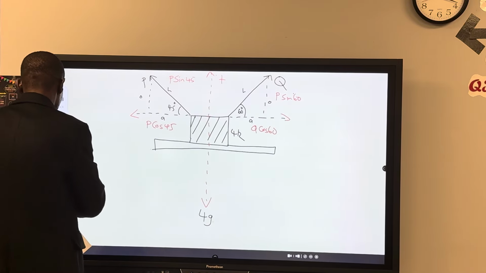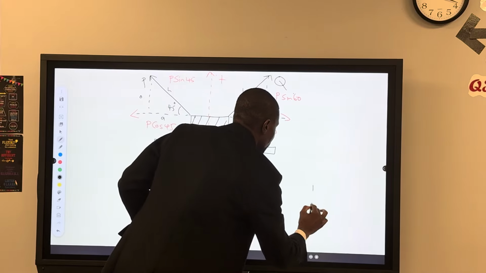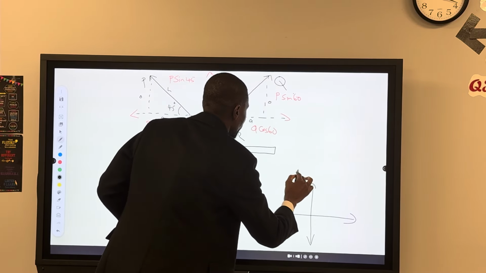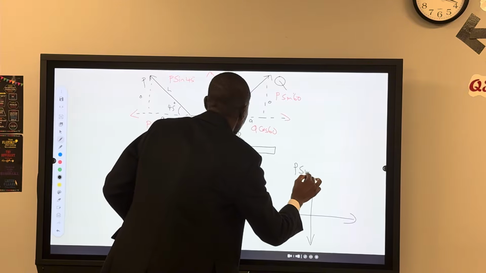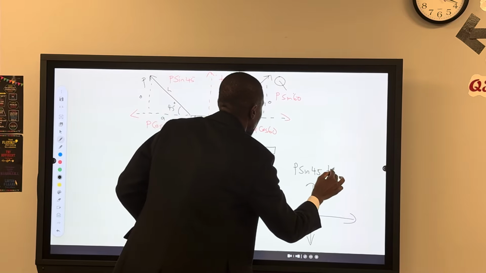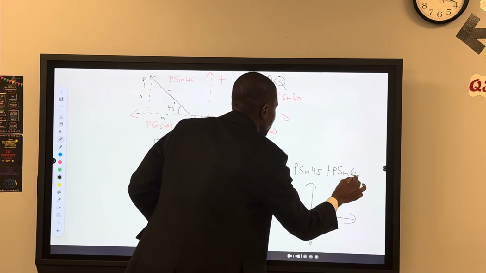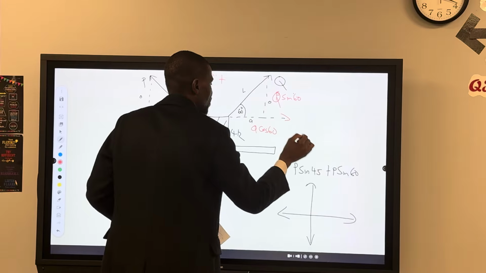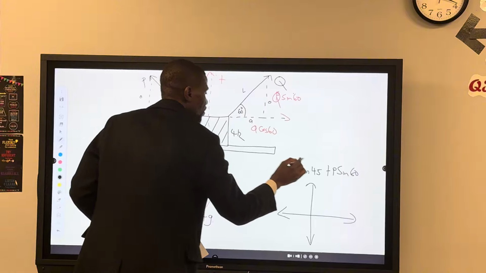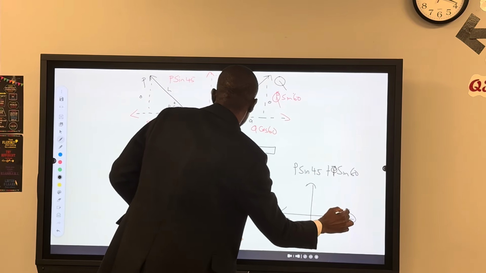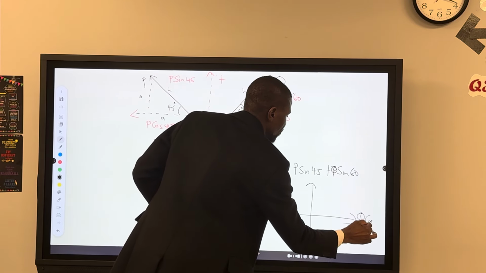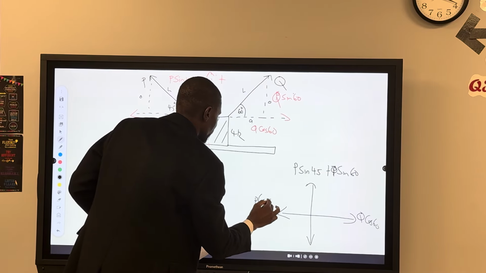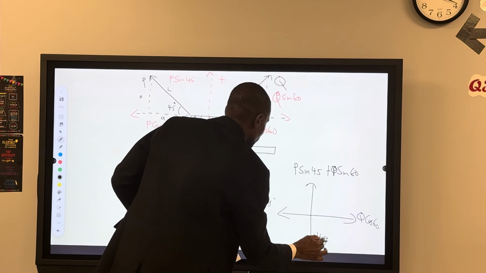So allow me to write these forces here because I need them, right? So here we have P sine 45 plus, sorry, it's not P, I mean it's Q. Sorry, this is Q. So plus Q sine 60, and here we have Q cos 60, and we have P cos 45, and we have 4G.